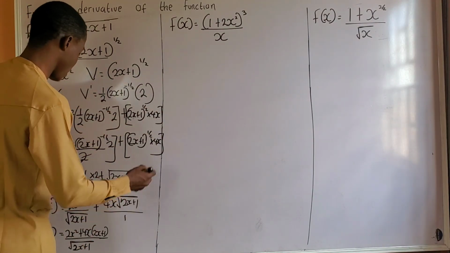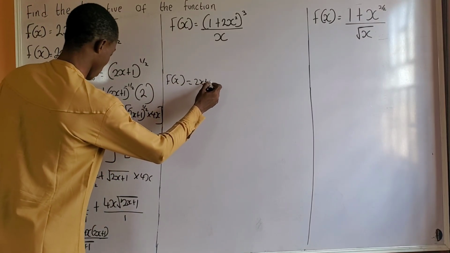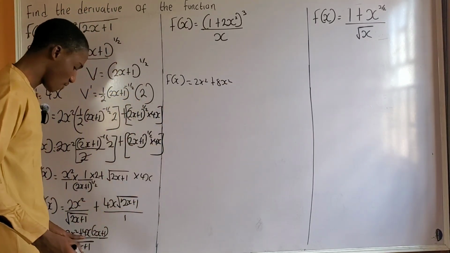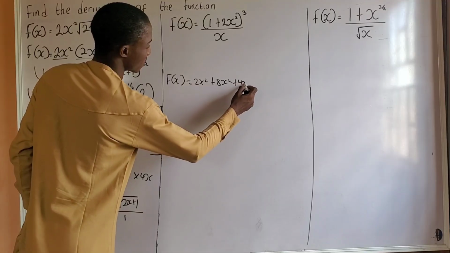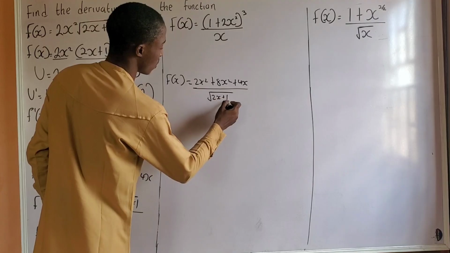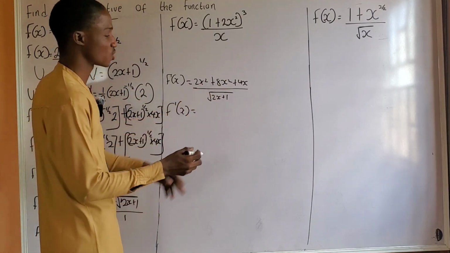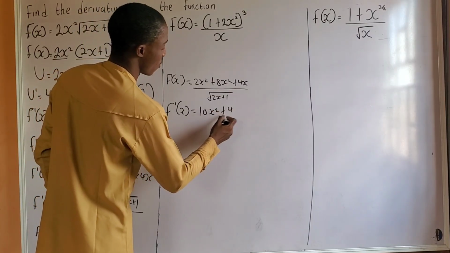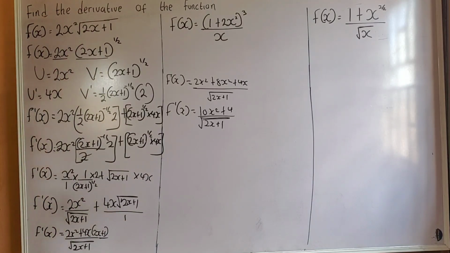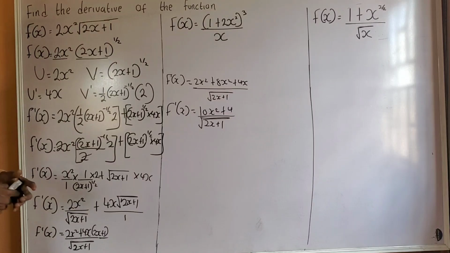Okay, let me proceed here. For this, I'm going to have f of x equals 2x squared plus, now 4x times 2x, that is what? 8x squared. 4x times plus 1, that is what? Plus 4x, all over the square root of 2x plus 1, okay? So the derivative of f of x will be equals to 2x squared plus 8x squared, that is 10x squared, plus 4x, all over the square root of 2x plus 1. So that will be the final answer, okay? The final answer is 10x squared plus 4x, sorry.